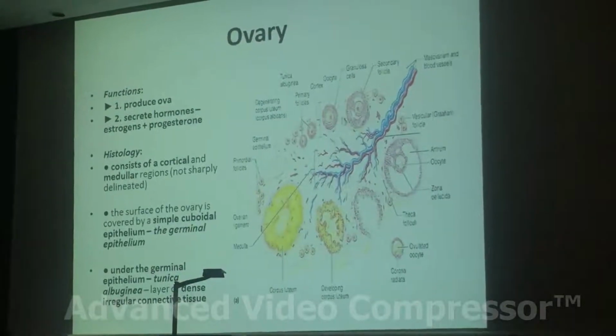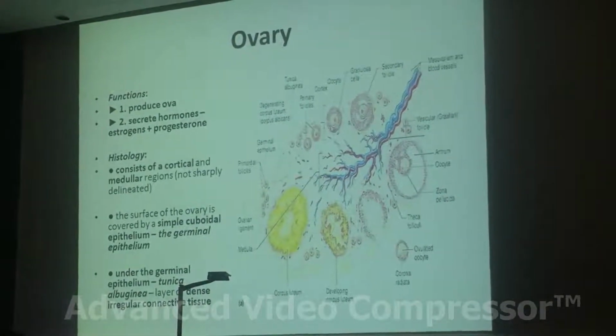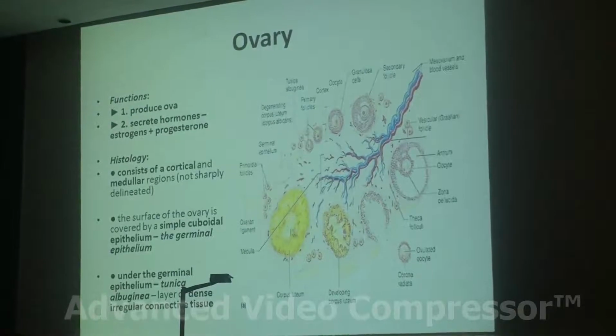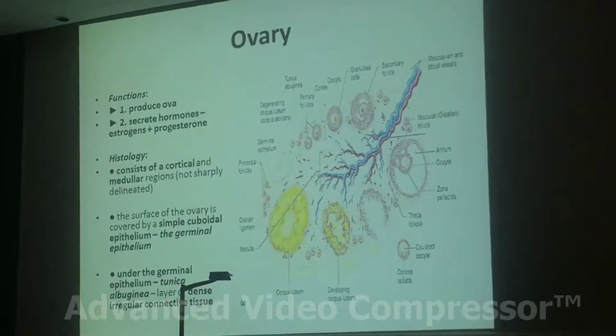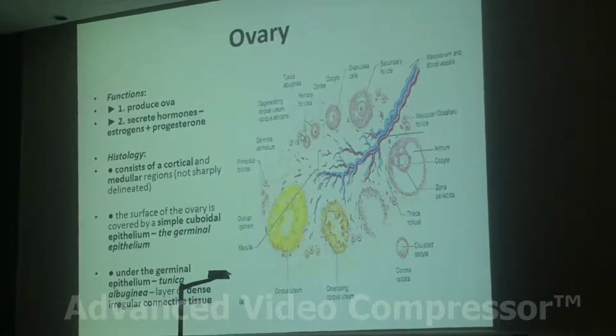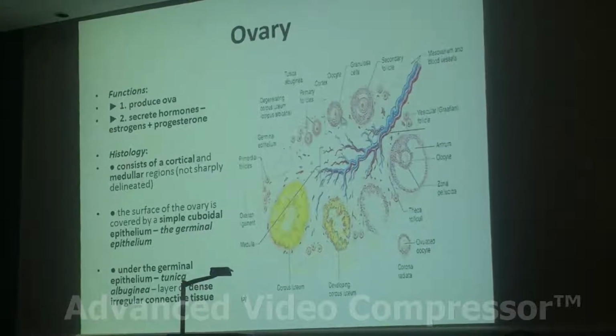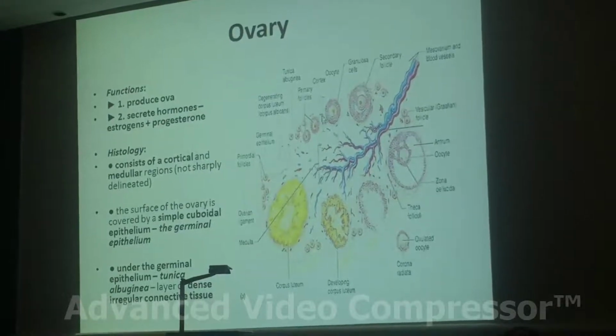Let's go to the 2 main regions in the ovary, inside. You have an outer cortex and an inner medulla. The outer cortex is the most important area. As you can see, it contains the ovarian follicles. Between the ovarian follicles, you have connective tissue stroma.